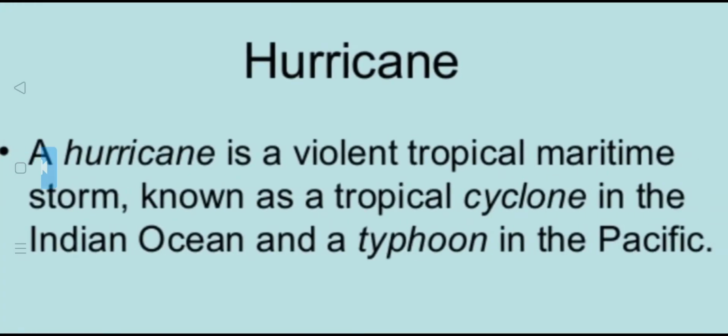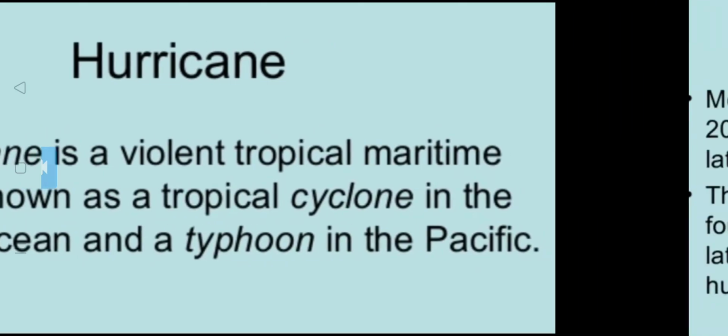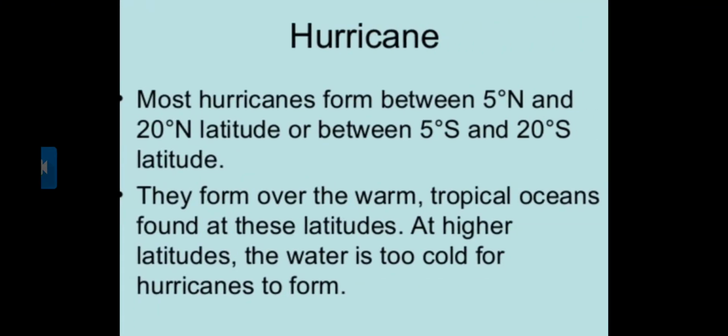Hurricane. We just studied about hurricane, how is it a part of wind and pressure. So hurricane is a violent tropical maritime storm known as a tropical cyclone in the Indian Ocean and a typhoon in the Pacific. Most hurricanes form between 5 degrees north and 20 degrees north latitude or between 5 degrees south and 20 degrees south latitude. They form over the warm tropical oceans found at these latitudes. The water is too cold for hurricanes to form elsewhere.